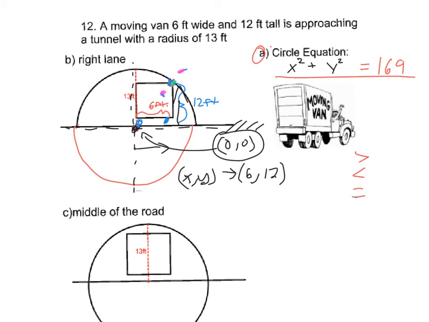So if we plug that into our circle equation right there, we can determine if this point at (6, 12) is going to be less than, greater than, or equal to 169. And then we know the implications about that. If it's greater than or equal to, it's not going to fit through the tunnel. If it's less than, yeah, it probably would be. The driver's good. So we got 6 squared plus 12 squared versus 169, and let's test it out.